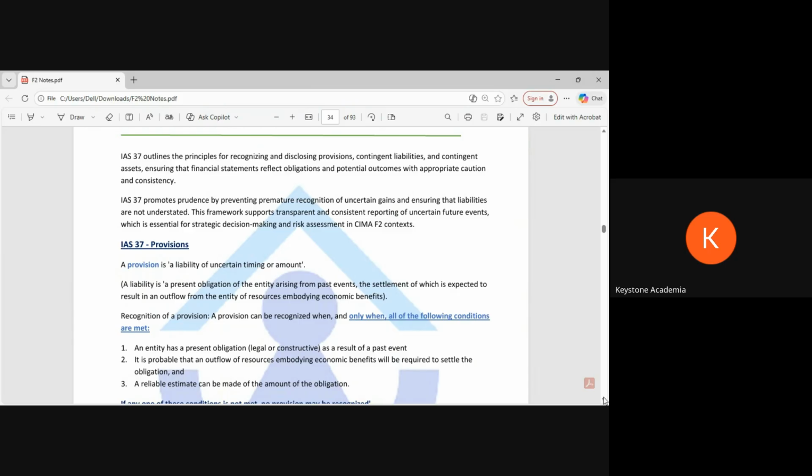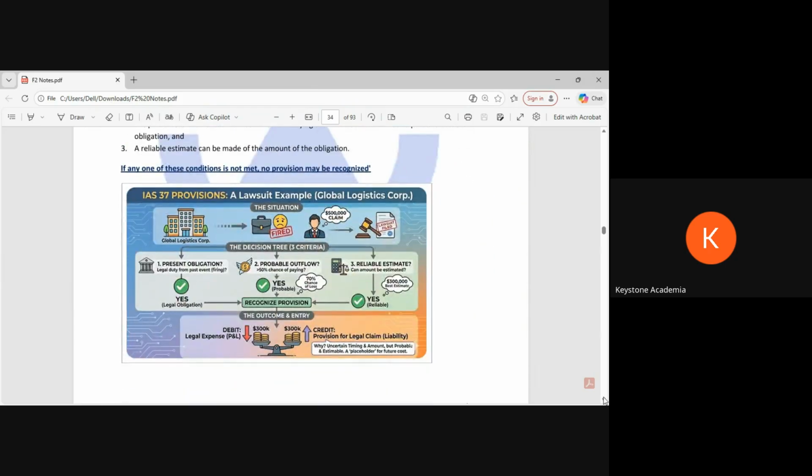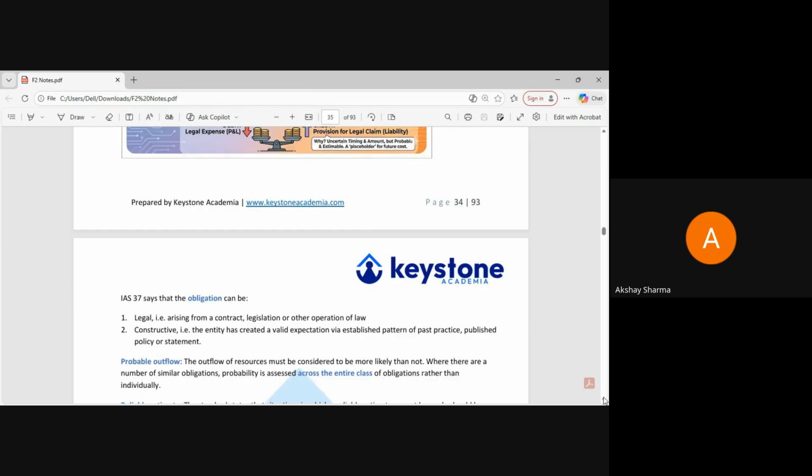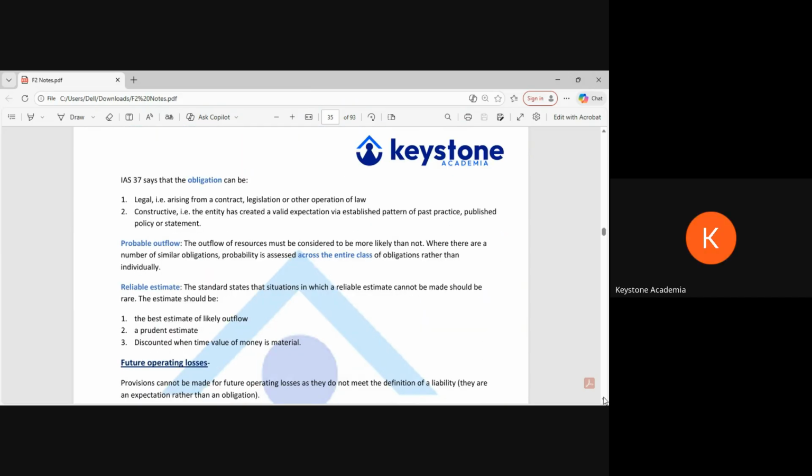Provisions also we did. Did we do provision? Yes, we did. So in provisions, we need to understand again the definition. IAS 37 says that an obligation can be legal, arising from contract, or it can be constructive. Know the definition. I would recommend you just write it a few times. Write and understand the logic behind it.